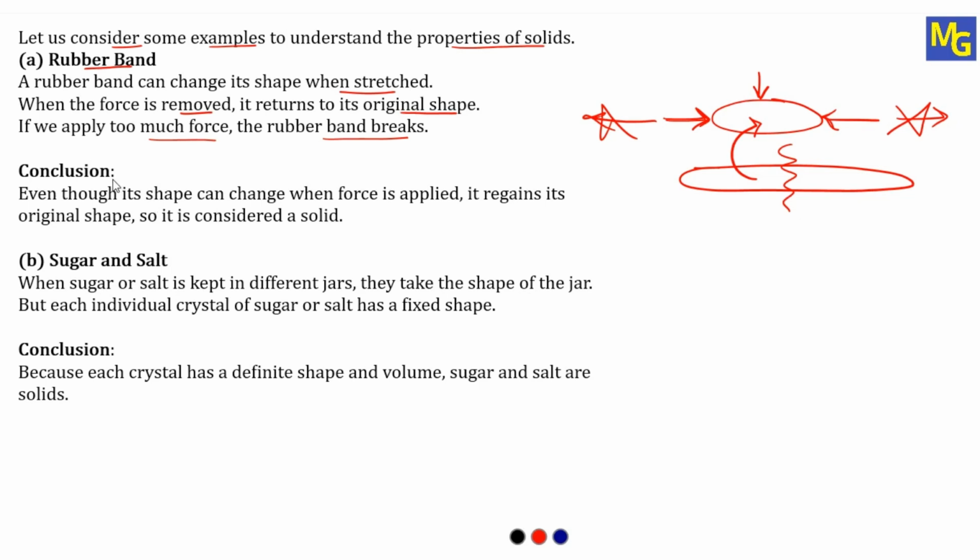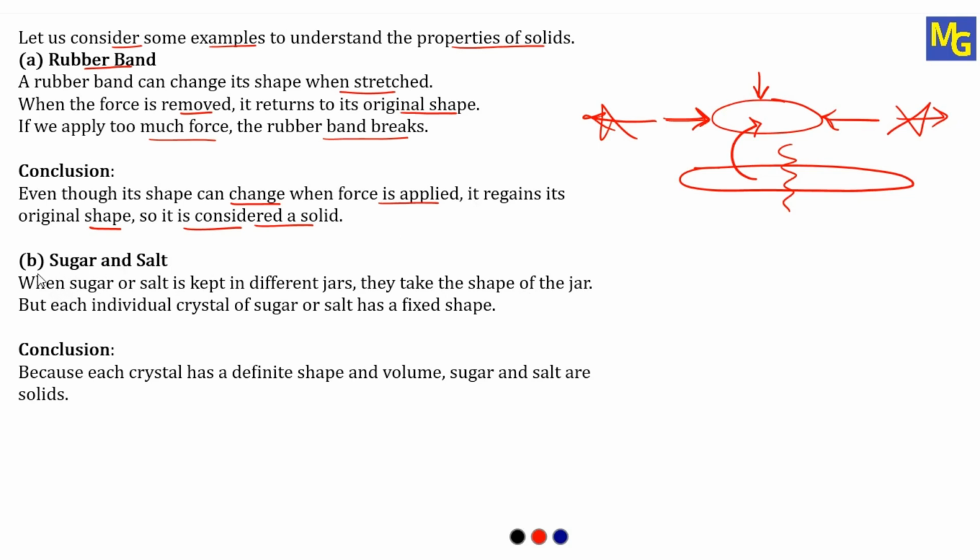So what is the conclusion based on this? Even though its shape can change when force is applied, it regains its original shape, so it is considered a solid. So what is the meaning of this? Whenever you apply the force, it may change the shape, but when you remove the force, again it will regain its shape. Therefore, it is a solid.